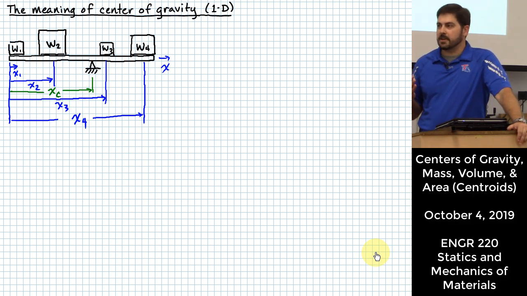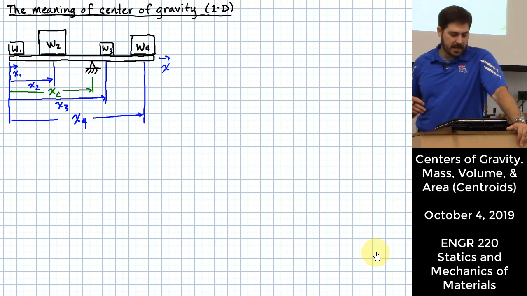But I'll just go ahead and tell you that finding the center of any one of those items I just listed, right? Gravity, mass, volume, or area, is very important in a lot of different aspects of engineering. And so we're going to look at how to do that and what it means, and a few applications of where we might need to use this idea.